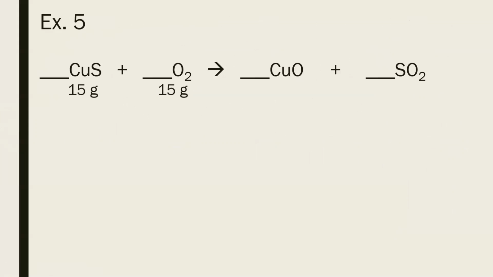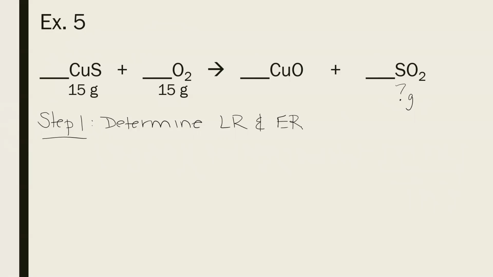Okay, so let's try this one from the start. I'm going to put the question mark in just because that's what it would look like on a worksheet. Step 1 is to determine limiting and excess reactants. Now, obviously, you have to balance the equation first. So maybe if you want to do your stepping different, balance it first or write it and then balance it. Then step 1, determine the limiting and excess.